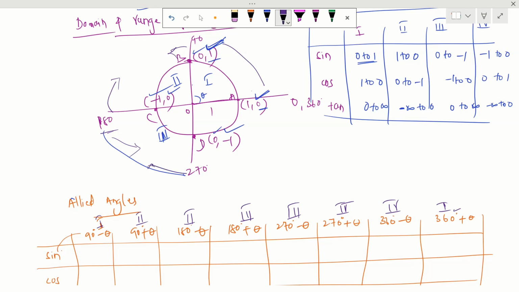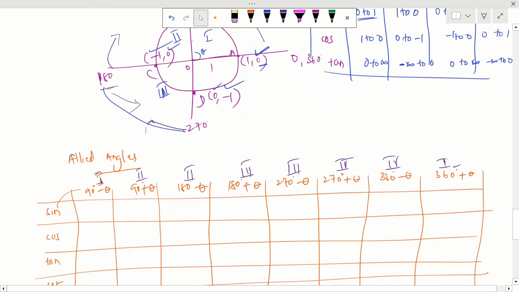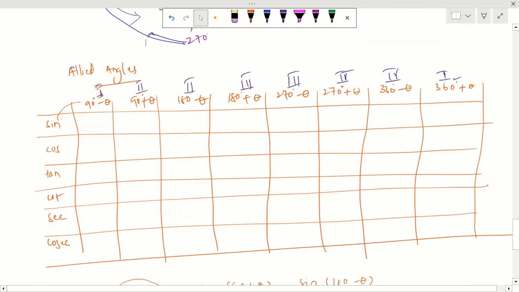270 minus theta is less than 270, so it is in the third quadrant. So we have identified the first quadrant, second quadrant, and third quadrant. Now this is sine of 90 minus theta. We are writing the values of sine of 90 plus theta, sine of 180 minus theta, and the respective values of cos of 90 minus theta and cos of 90 plus theta. Now we can write the sign notations.